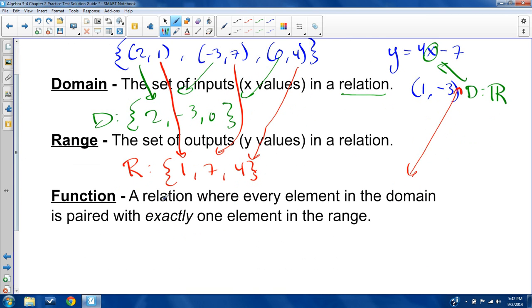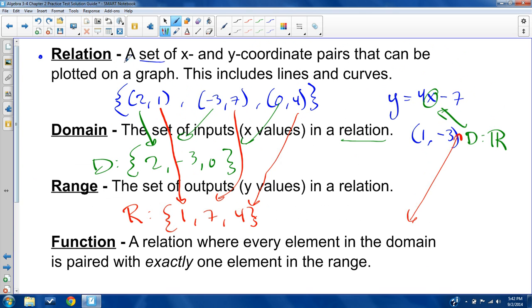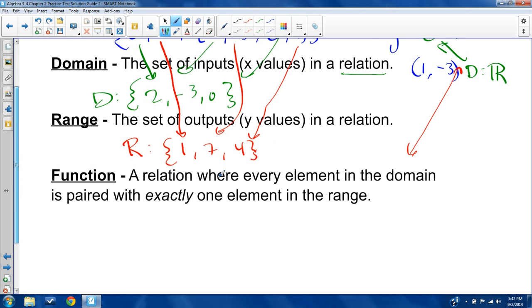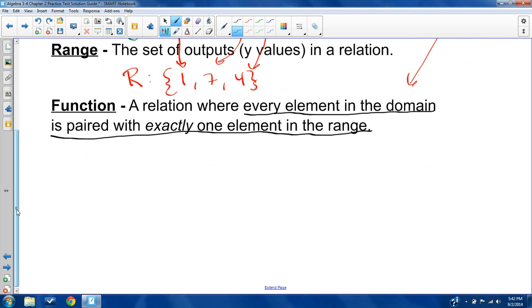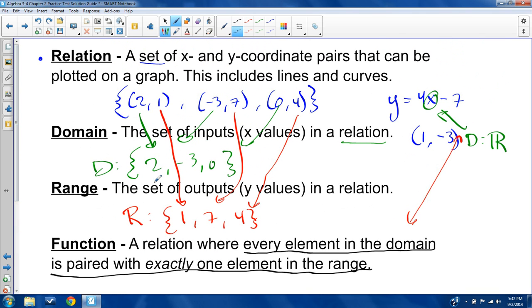Okay, a function is a relation. So it is a relation, which means it's a set of x and y coordinate pairs. Here's the specific thing: every element in the domain is paired with exactly one element in the range. No more, no less. All that means is, you look at it, you look at these two right here.